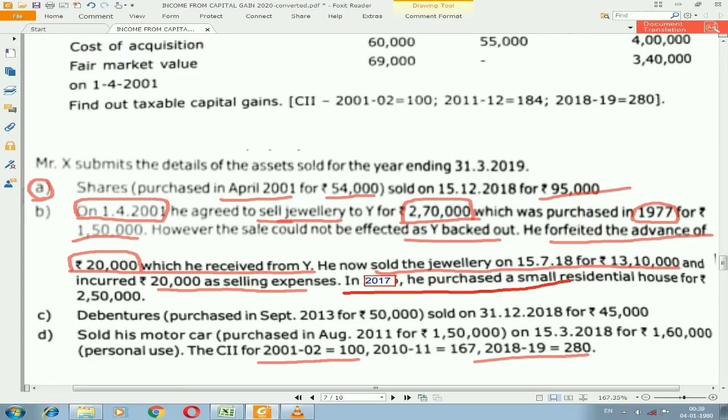In this, in 2017, he purchased a small residential house for rupees 2,50,000. The new investment is a residential house and the sale is jewelry. So jewelry I can take as any long-term capital asset. So the purchase is a residential house. If you see this, any long-term capital asset sold, purchase is residential house property, which will come under 54F. So that is the exemption under section 54F.